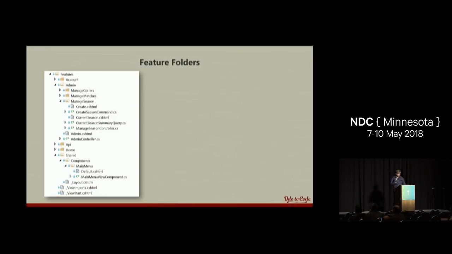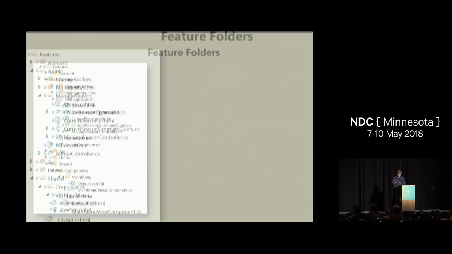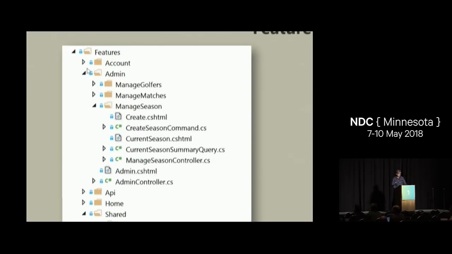So for the last, I'd say, year and a half, I've been using a concept known as feature folders. With feature folders, you can organize folders however you want. You might even organize them hierarchically, like your UI is organized. So when I go into the application, there's an admin link, and I click on that, and there's a menu that allows me to manage this and manage that and manage seasons.